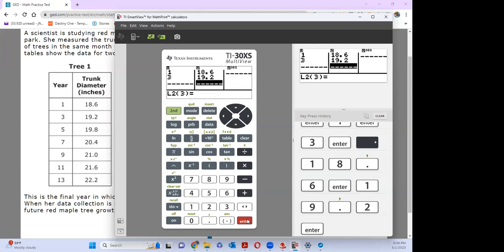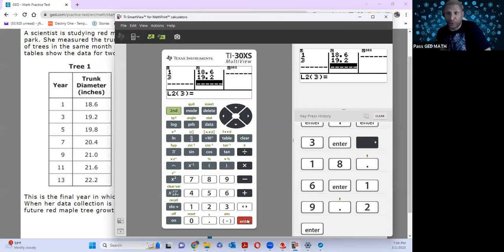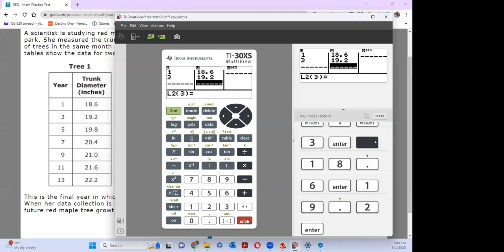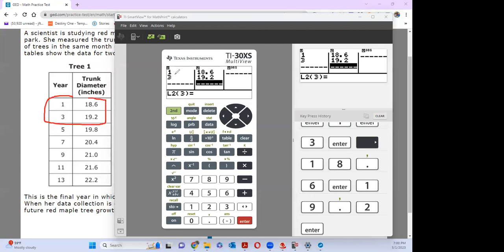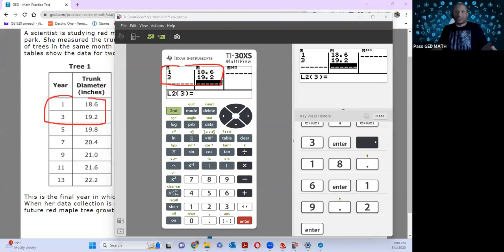Wait, hold on. Let me do it again. You should have in the first column 1 enter, 3 enter. Then in the second column 18.6 and 19.2. So on your calculator, you should now see these 2 points. Look at that. We didn't do anything difficult. If you found this difficult, you need to practice, because this is the easy part.